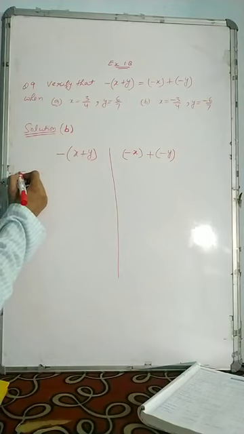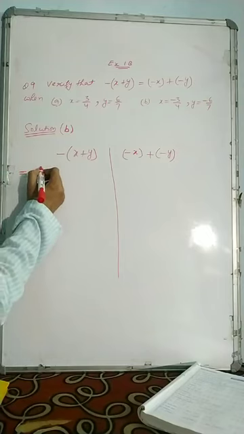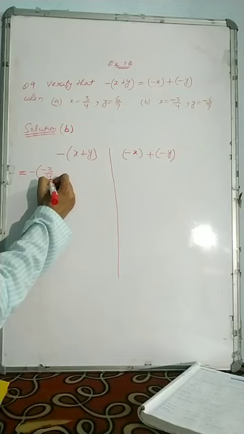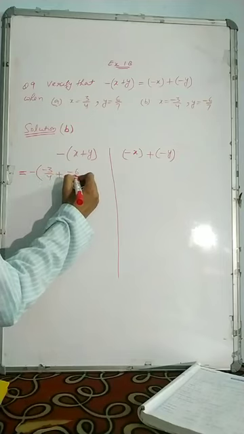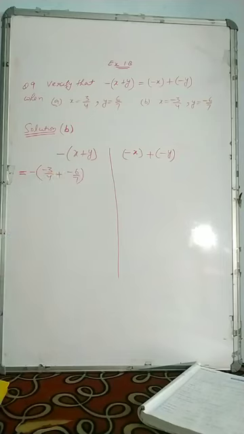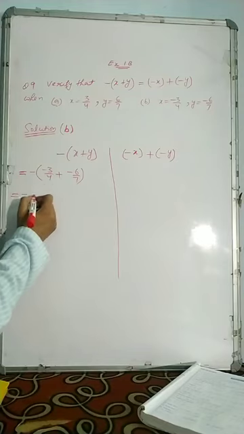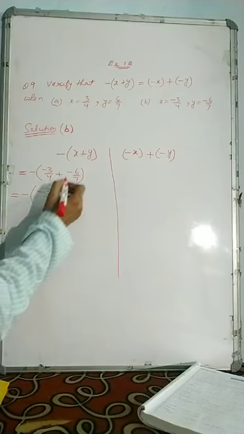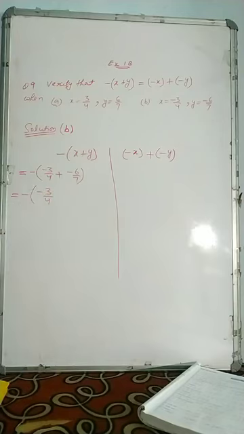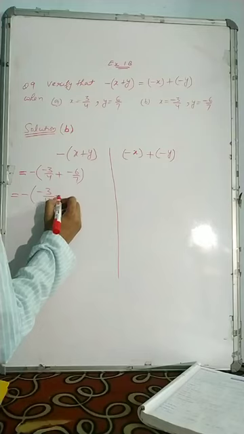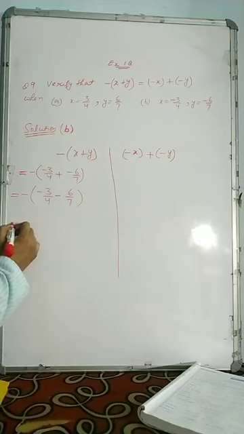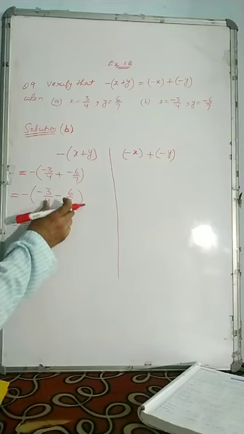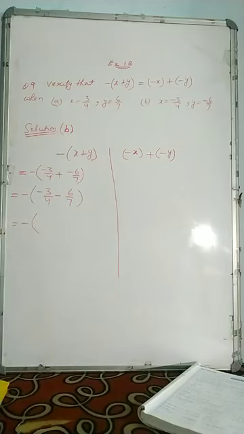Now in the next step we will put the value of x which is given in the B part, that is minus 3 upon 4 plus minus 6 upon 7. It is the value of y which is given in the B part. Now here you can see there are two symbols between the two rational numbers, so first of all we will convert these two symbols into a single symbol, that is plus minus 6 upon 7. Now here you can see that there are different denominators, so we will convert these different denominators into a common denominator by using the LCM.